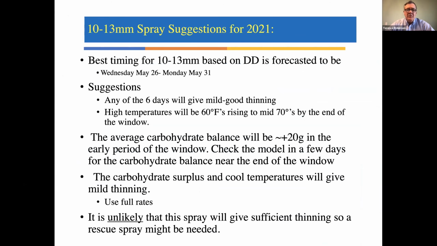And this is the way we used the data last year in some of our thinning meetings. This is a slide that I pulled from a presentation I gave for a 10 millimeter type spray. And I looked at that chart on the previous slide and I told people, you have basically between May 26th and May 31st to apply your 10 to 13 millimeter spray. I suggested that any one of those 6 days would give relatively mild thinning.